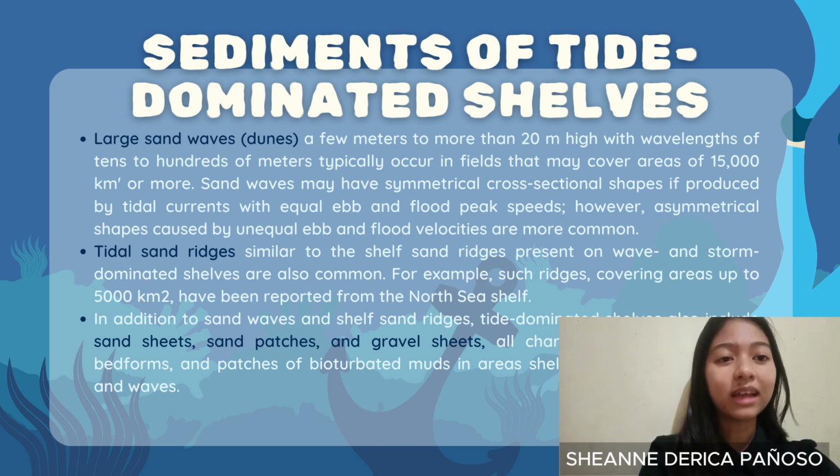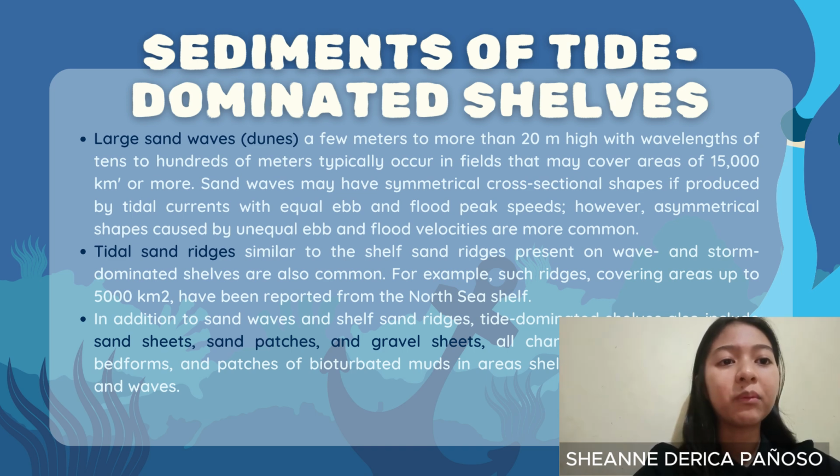Let's discover the tidal sand ridges. These are long sand formations found in tide-dominated shelves. For example, in the North Sea, these ridges cover areas up to 5,000 square kilometers. They form because of the strong tidal currents that shape the seabed.